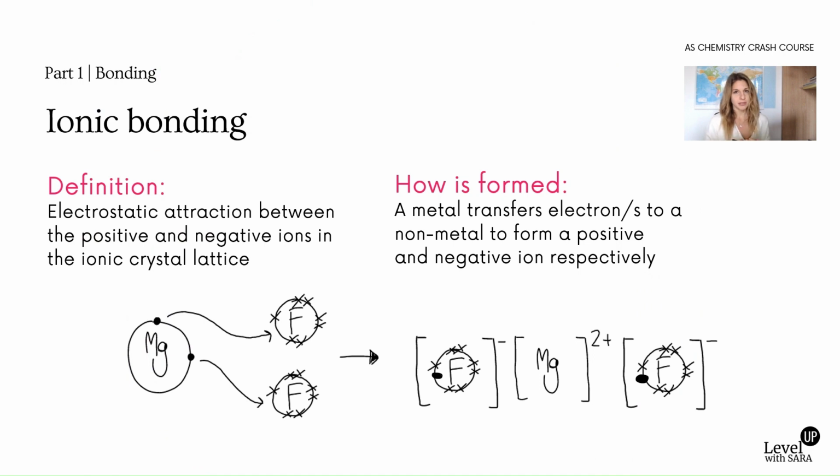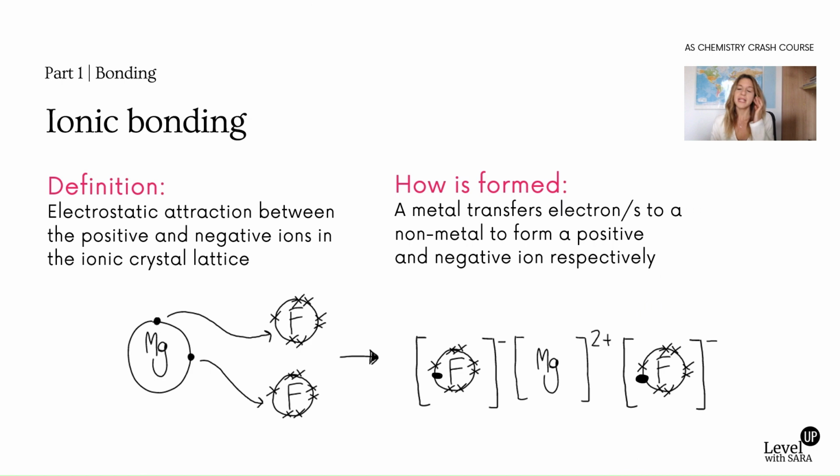Let's start with ionic bonding. Definition: all of the bonds are electrostatic attractions. So you can always remember these definitions and think about what is the positive and what is the negative component. Electrostatic attraction between the positive and the negative ions in the ionic crystal lattice. So oppositely charged ions, that's another alternative way to say it. That's important because knowing the definition will help you understand what the factors are that affect the bond. We will get to that later.